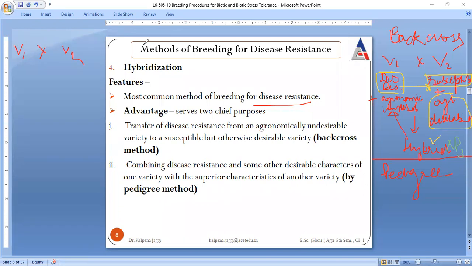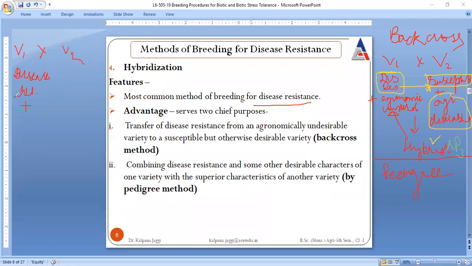But here what is done? The very important thing is you need to select the parents on the basis of the features required. Here it is disease resistance, along with some desirable characters of one variety. We have to select only for that, because we are breeding for disease resistance only.